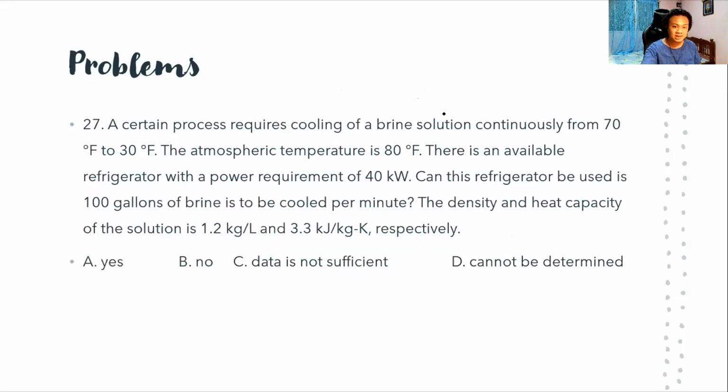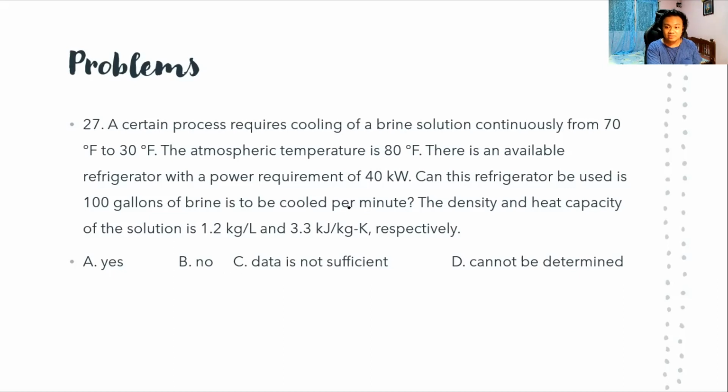A certain process requires cooling of a brine solution continuously from 70 degrees Fahrenheit to 30 degrees Fahrenheit. The atmospheric temperature is 80 degrees Fahrenheit. There's an available refrigerator with a power requirement of 40 kilowatts. Can this refrigerator be used as is if 100 gallons of brine is to be cooled per minute? The density and heat capacity of the solution are 1.2 kilograms per liter and 3.3 kilojoules per kilogram per Kelvin, respectively. We are to answer yes or no, or data is not sufficient.